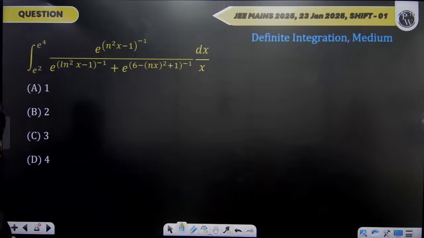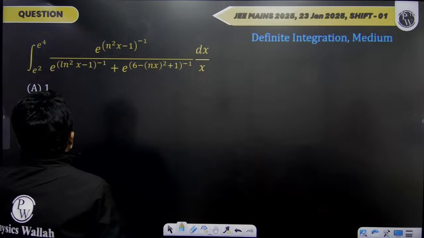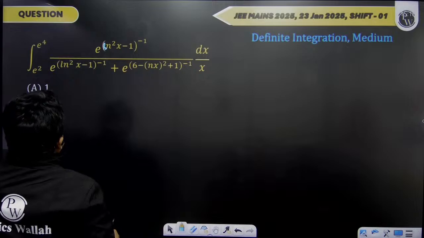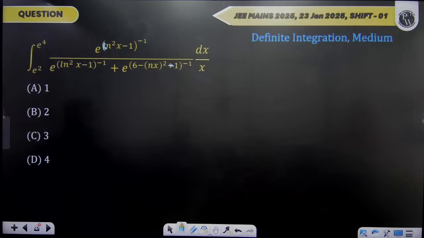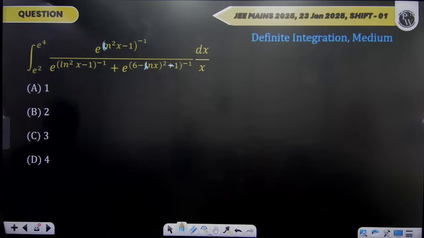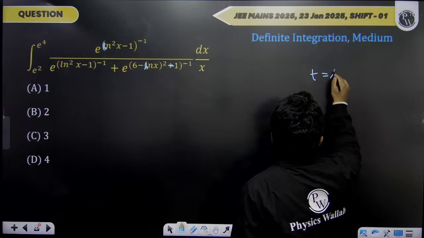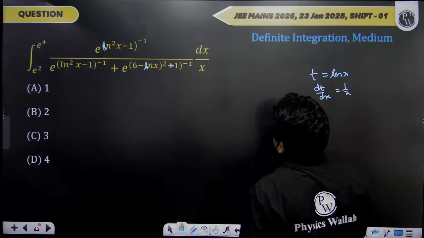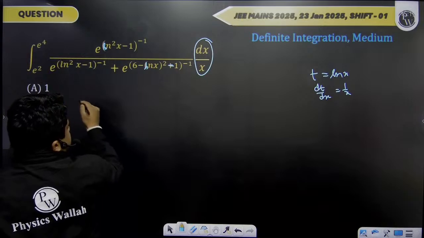Alright, and in this question also there is some printing mistake. So we will take this as ln square x, and here we'll take it as minus. Okay, so this is also ln x log x. Take log x equal to t, take t is equal to log x. So dt by dx will be equal to what? 1 by x. So dx by x will be equal to dt.